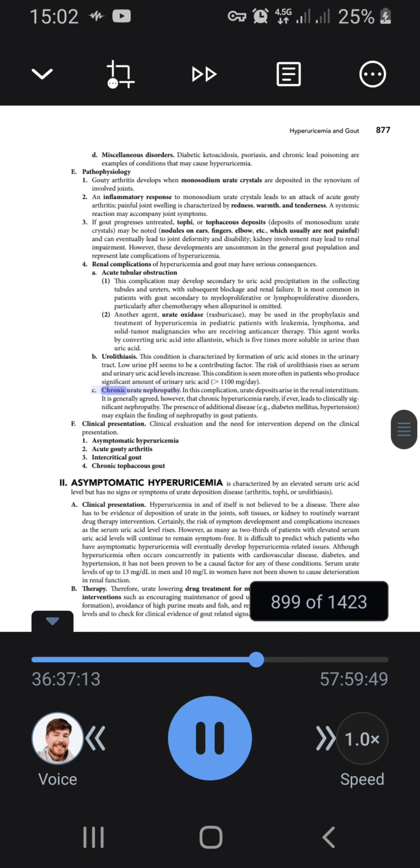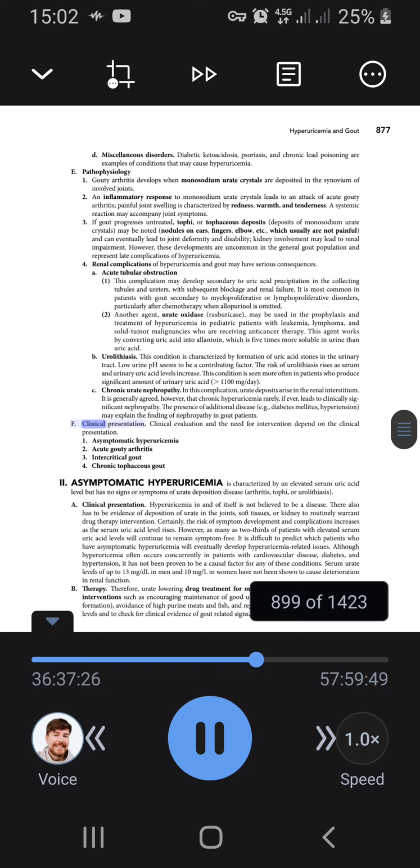C. Chronic urate nephropathy. In this complication, urate deposits arise in the renal interstitium. It is generally agreed, however, that chronic hyperuricemia rarely, if ever, leads to clinically significant nephropathy. The presence of additional disease, for example, diabetes mellitus or hypertension, may explain the finding of nephropathy in gout patients.